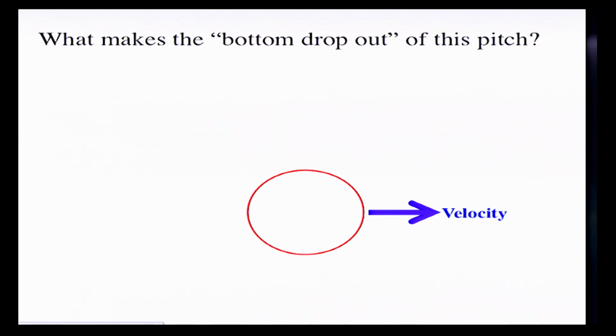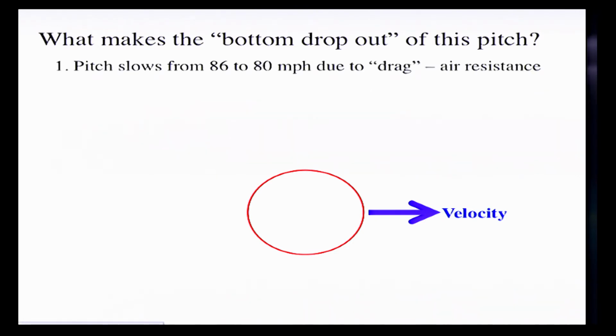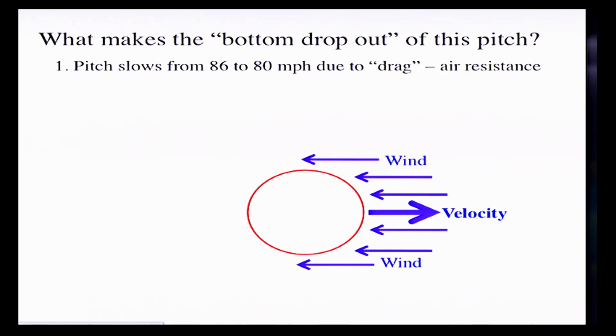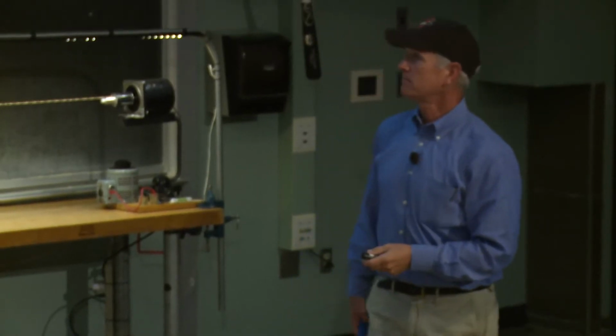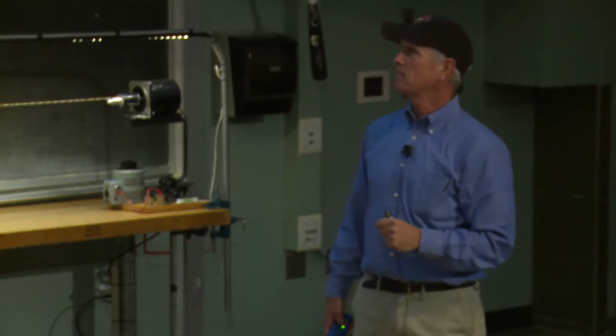So it has a velocity forward. It's going through air, which is kind of a wind. It pushes back on it. We call that drag. And that's opposite the velocity. Make sense? So that's part of it. It slows down. So as it slows down, instead of just having the arc of a constant forward velocity, it will drop a little bit faster towards the end of its flight. So that explains part of the drop alone.